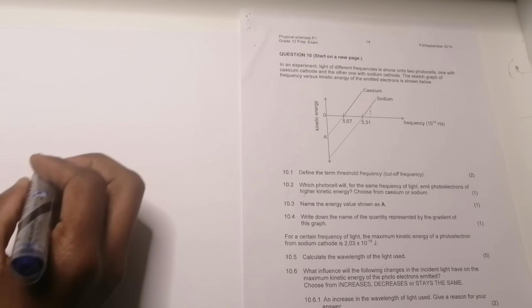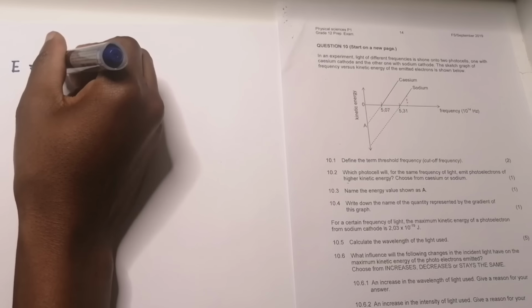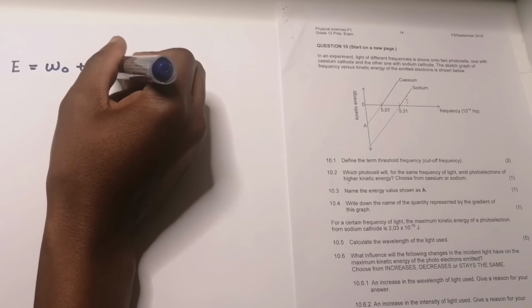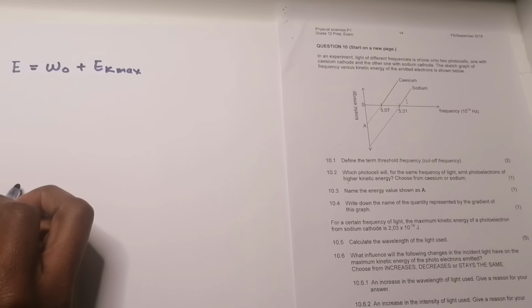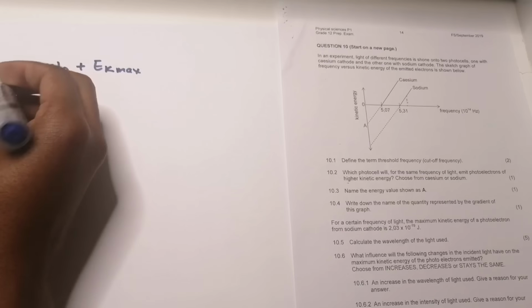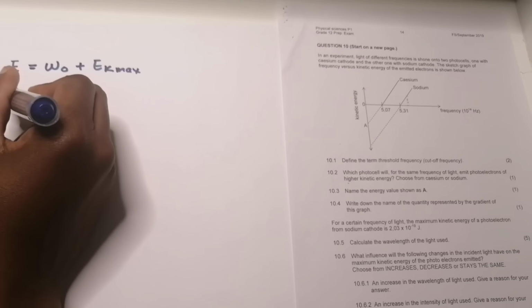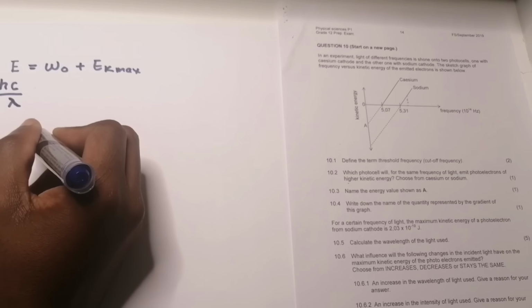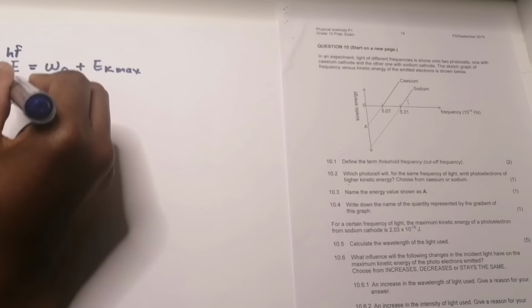So we know that we're going to use our equation: E equals omega 0 plus Ek max. That's kinetic energy maximum. Now we wanted to calculate the wavelength of the light that was used. So which one has to do with the light? It's this guy over here, and we already know that's hc over lambda. If you are confused about this, please refer to my previous video on the photoelectric effect. We know that E equals hf, but we know that f is c over lambda.